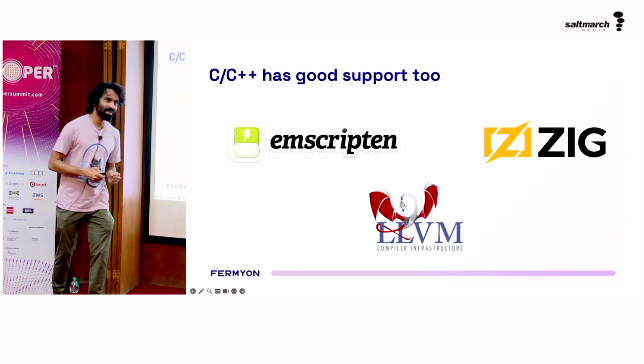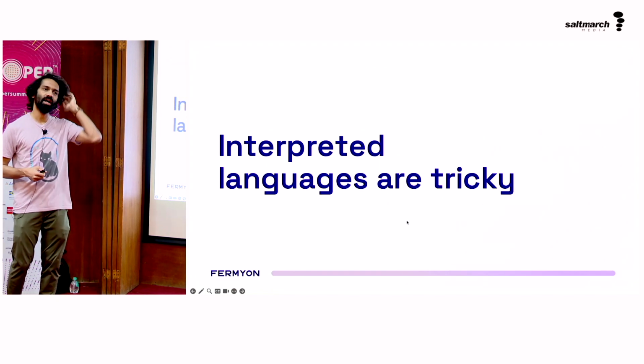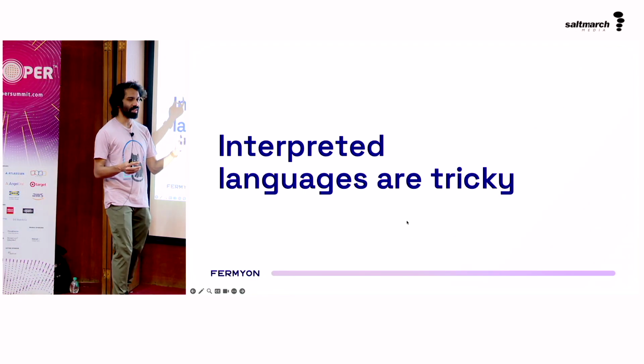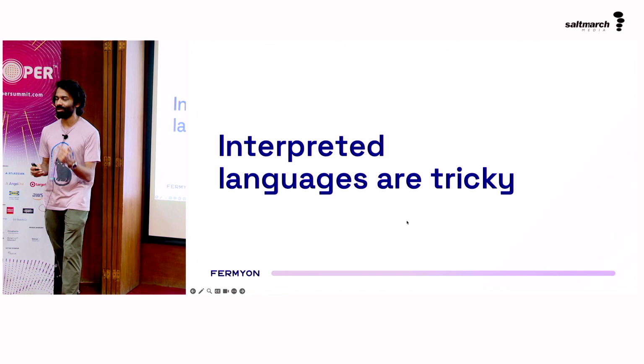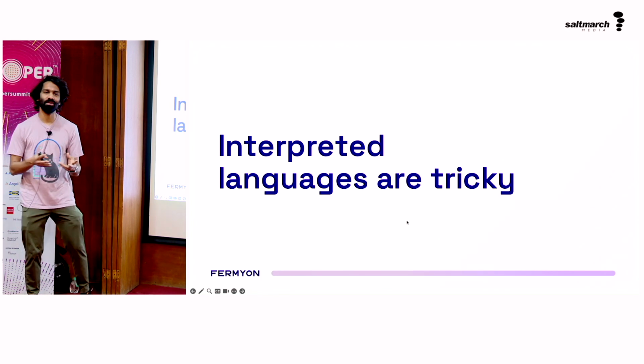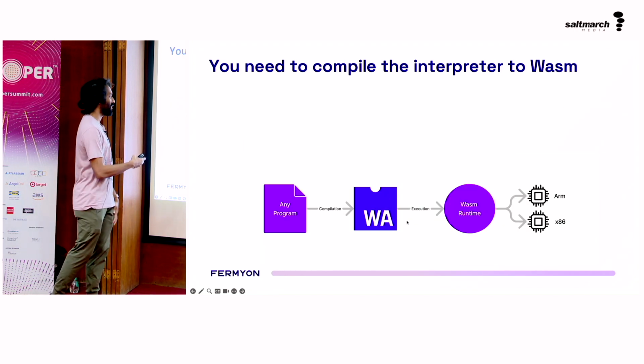Now, interpreted languages are a little trickier, right? Because in the case of something like Python, you have an interpreter in the middle. So how do you actually change that Python code to WebAssembly and make the interpreter understand WebAssembly? Because the interpreter is meant to understand Python. Well, actually, there was a very smart way that people came up with an idea for this.